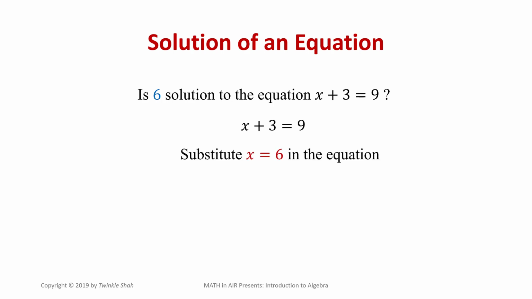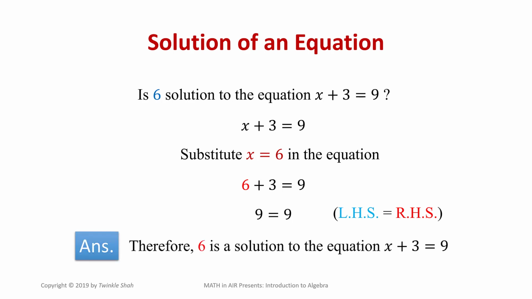Hence we get 6 plus 3 is equal to 9. Let's simplify the expression on the left. 6 plus 3 is equal to 9. Here we have left hand side value which is equal to right hand side value. Therefore, 6 is a solution to the equation x plus 3 is equal to 9.